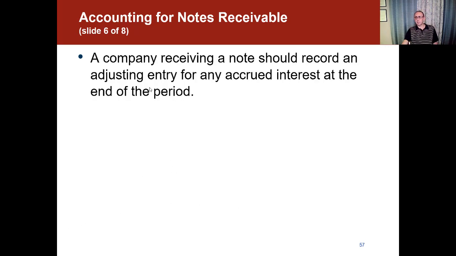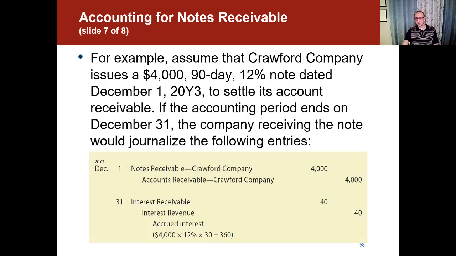So a company receiving a note should record an adjusting entry for an accrued interest at the end of the period. So what if the interest or the year end is during the life of the note? And this is what we're going to see in this next example. So assume that Crawford Company issues a 4,000 90-day 12% note dated December 1st, 2013 to settle its accounts receivable. If the company period ends on December 31st, the company receiving the note would journalize the following entries.